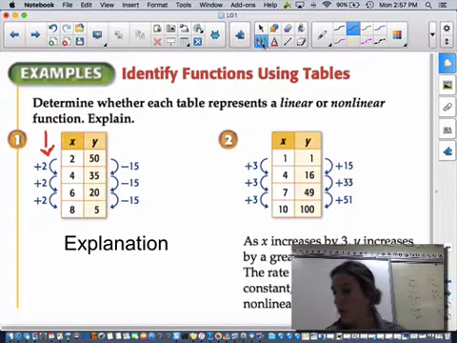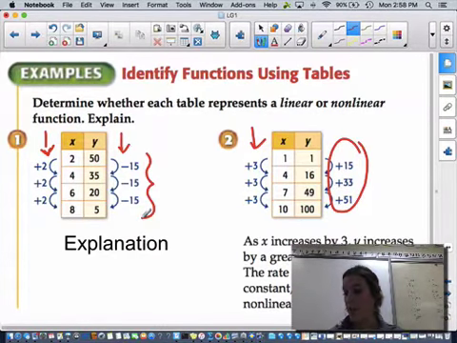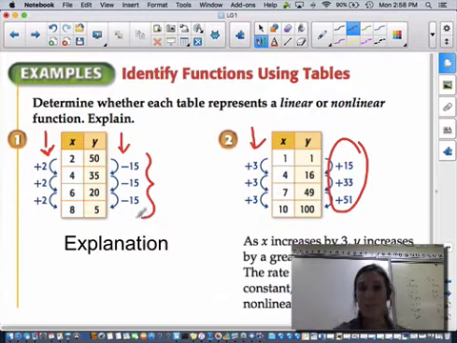Okay, so we're really looking to see that the rates of change on our x's and on our y's are constant. Constant meaning the same. On the second table, we do have a constant rate of change for our x's, but our y's are not constant. It may be plus, it may be minus, but it has to be constant like what we have over here in example number 1.